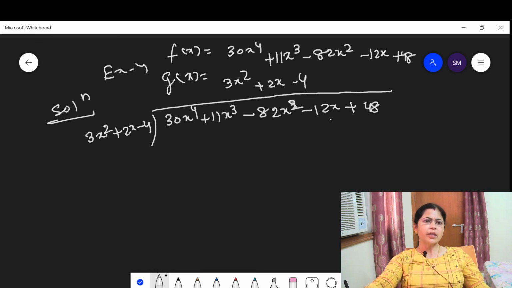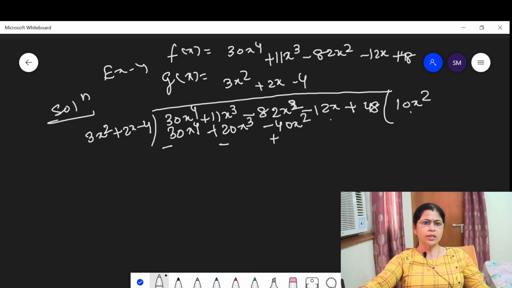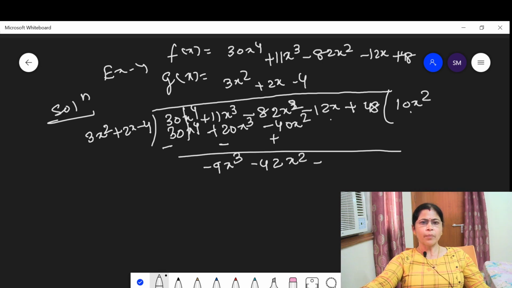When you divide 30x fourth by 3x square, we get 10x square. 10x square into 3x square gives 30x fourth. 10x square into 2x is equal to 20x cube. 10x square into minus 4 is equal to minus 40x square. Then when you subtract, we get 11x cube minus 20x cube, which means minus 9x cube, and minus 82x square plus 40x square, which is minus 42x square, minus 12x plus 48.